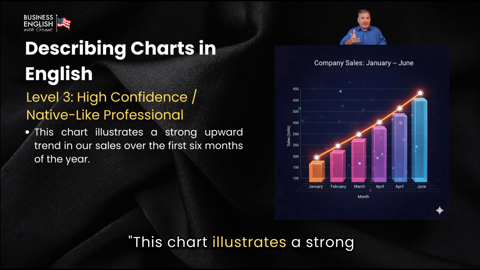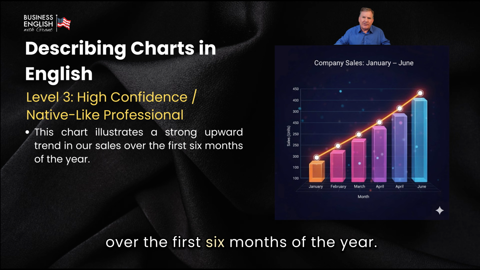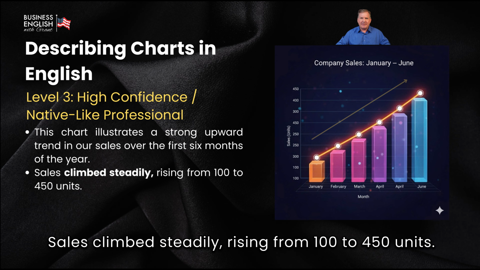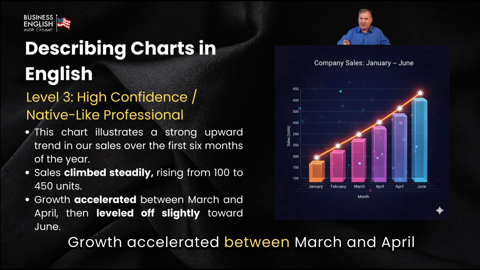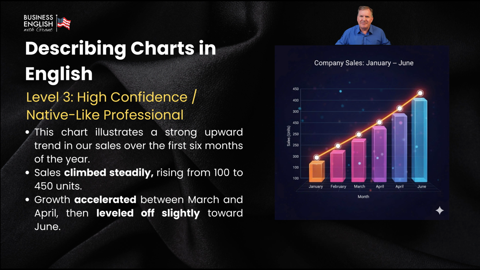This chart illustrates a strong upward trend in our sales over the first 6 months of the year. Sales climbed steadily, rising from 100 to 450 units. Growth accelerated between March and April, and then leveled off slightly toward June.